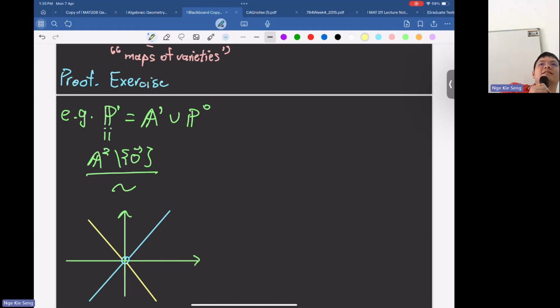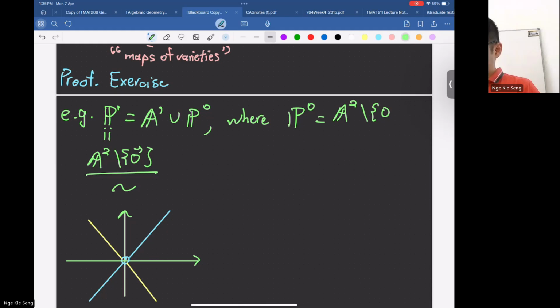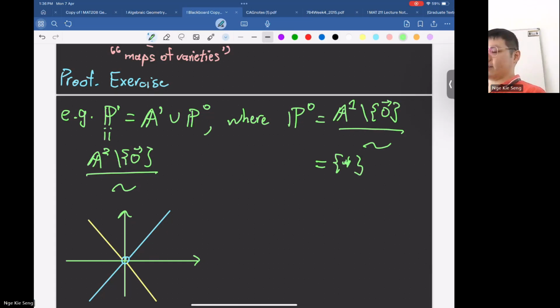What is P0 actually? Let's use the definition. P0 is A1, take away the 0 point, and then take the equivalence. What is in there? Just one point, because it's just one line. So basically it says that you can split your P1 as a real line plus a point. Can you see a line and a point in this picture?